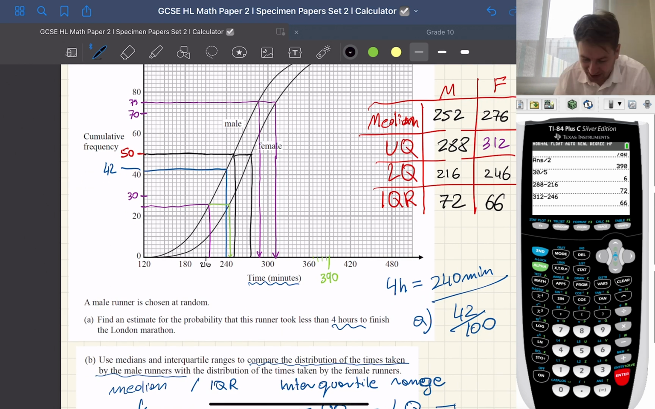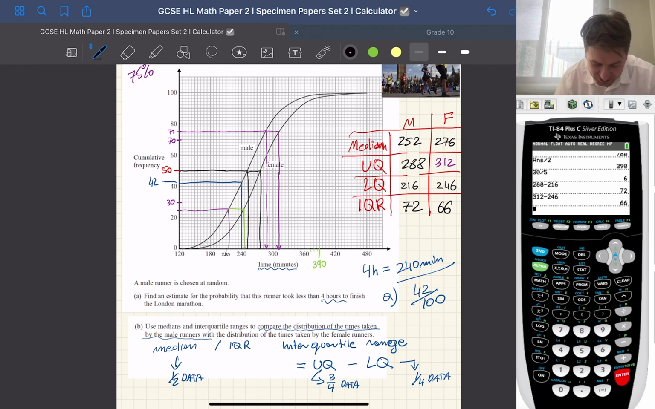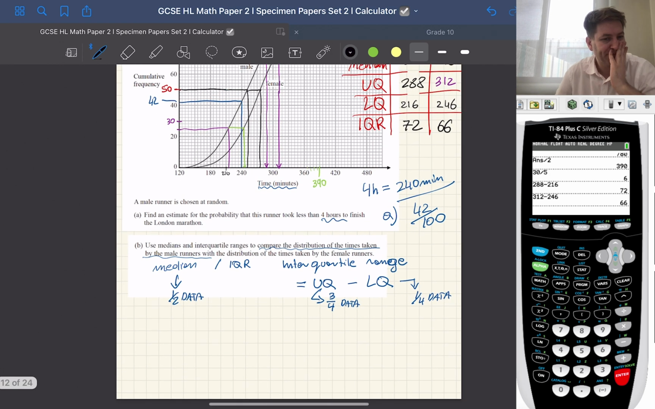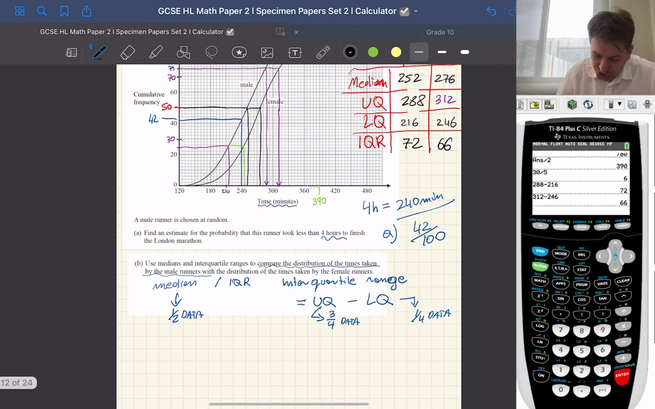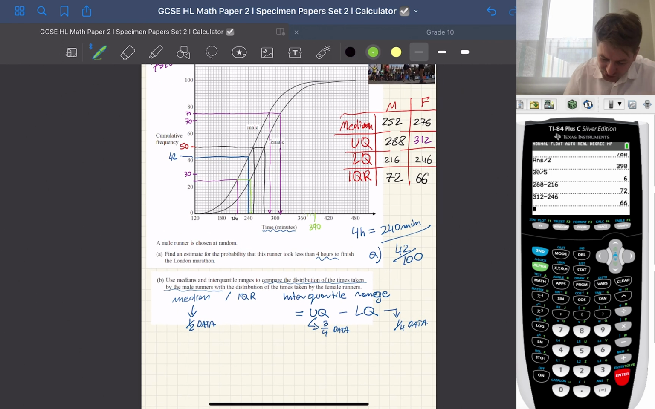It's gonna be up there. Your answers might vary a little bit, obviously I'm not using a ruler. You should be using a ruler, but I'm trying to be accurate as much as possible. So what you do in questions like this, you basically need to talk about the median and talk about the interquartile range, which demonstrates the spread of data.